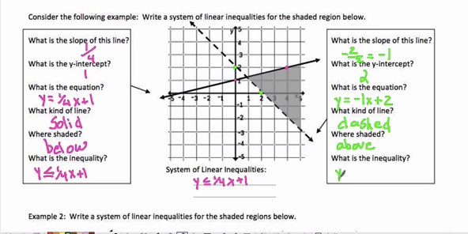And then lastly, I'll put this all together, and I'm just going to drop the 1 and make this negative x. So greater than, and since it's dashed, I'm not going to have the little line underneath, so it's just going to be like this, greater than. So my system of inequalities is y is greater than negative x plus 2.